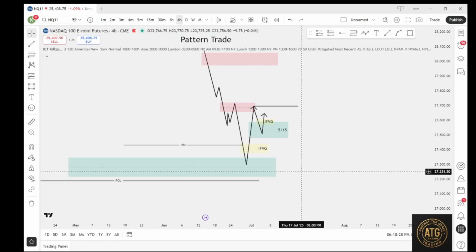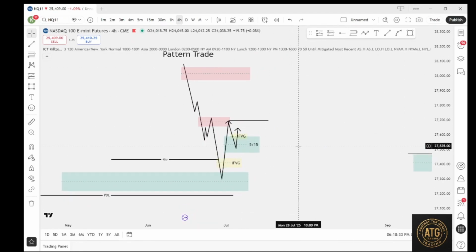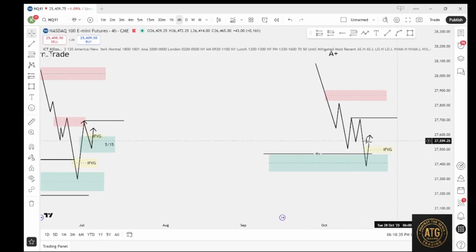Is the first one not a V shape? Larry, which one are you talking about? This one or this one?